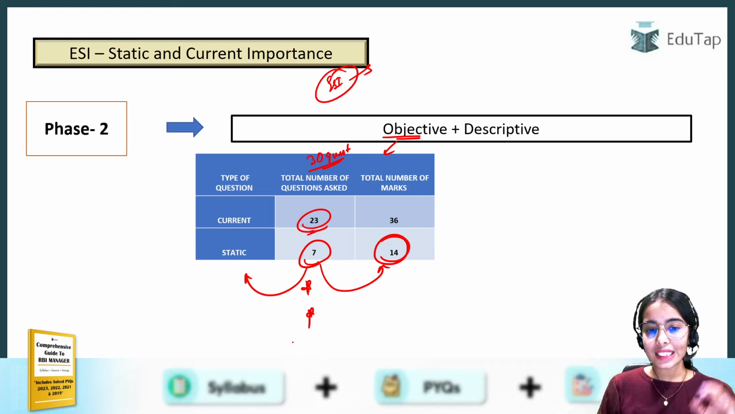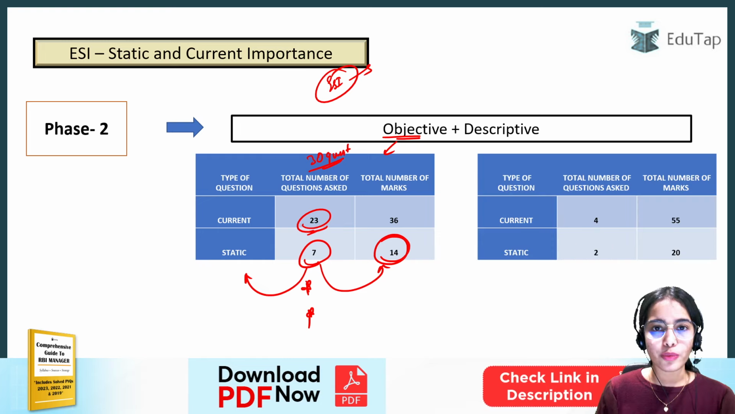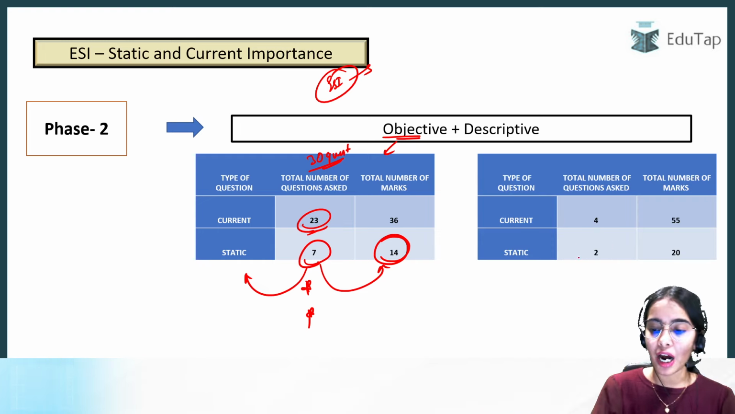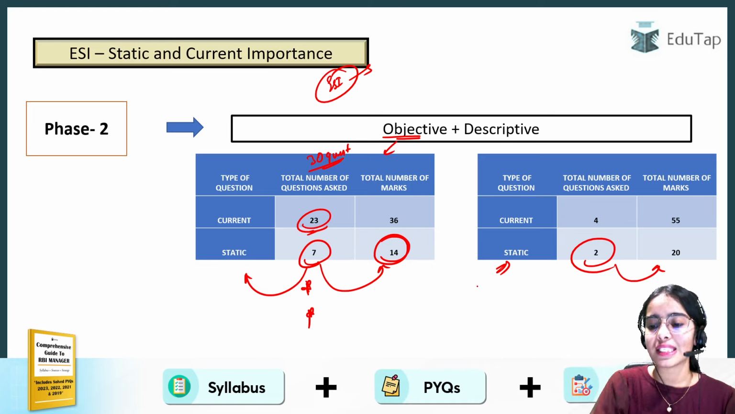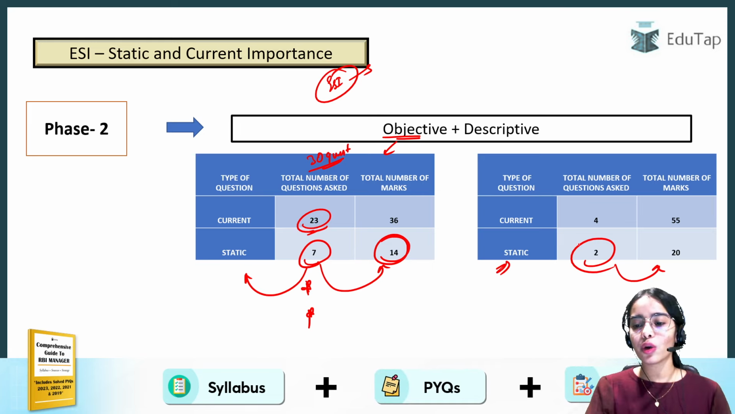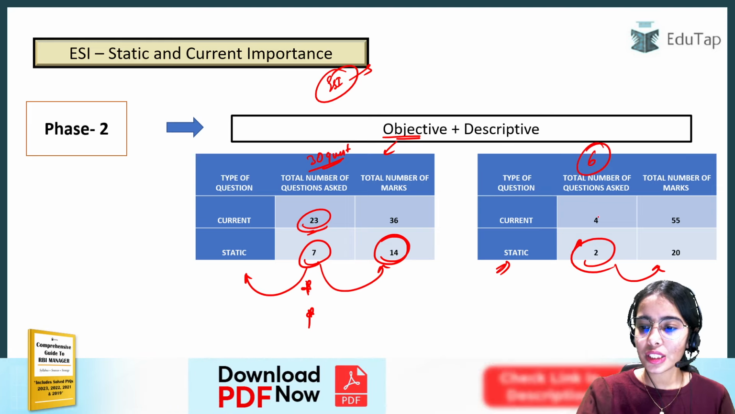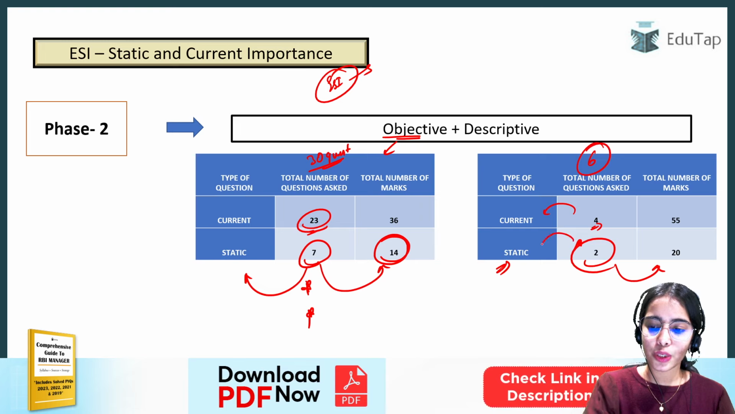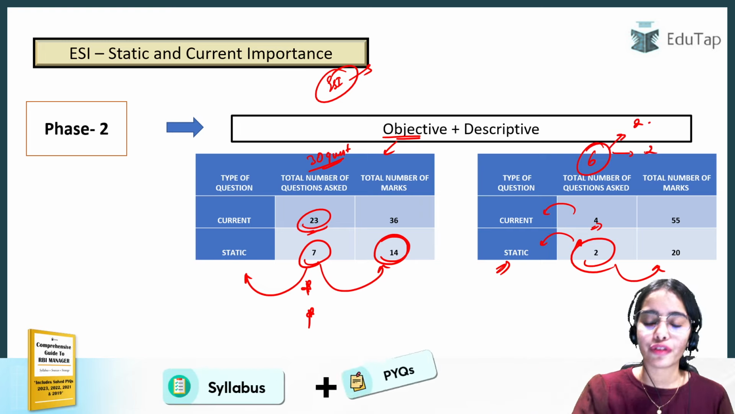So the static is becoming important in the ESI component, not only in the objective part but also in the descriptive part. There were 2 direct questions of 10 marks each from the static part. So surely you cannot leave this part either. There were 6 questions, of which 4 were from current and 2 were from static. You had to attempt 2 questions of 10 marks and 2 questions of 15 marks.